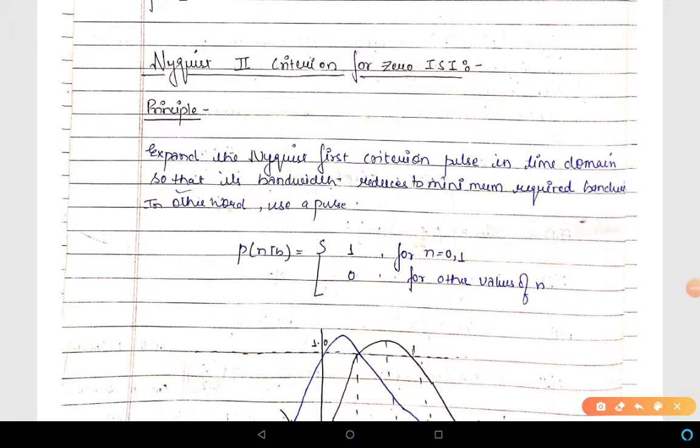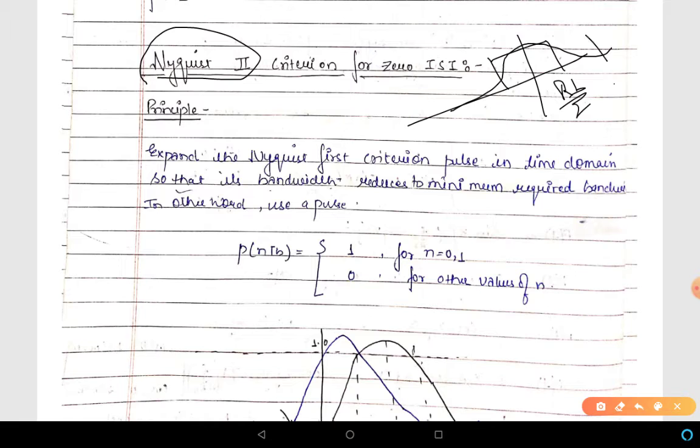So in this lecture we will see the disadvantage of Nyquist first criteria and how Nyquist second criteria overcomes that disadvantage. As we have seen in the previous lecture, Nyquist first criteria has a disadvantage: my pulse bandwidth, which was initially minimum required in the ideal solution, is increased from RB by 2 to RB. So this is a disadvantage, that is my bandwidth has increased. How to overcome this disadvantage? The solution is given by Nyquist second criteria.